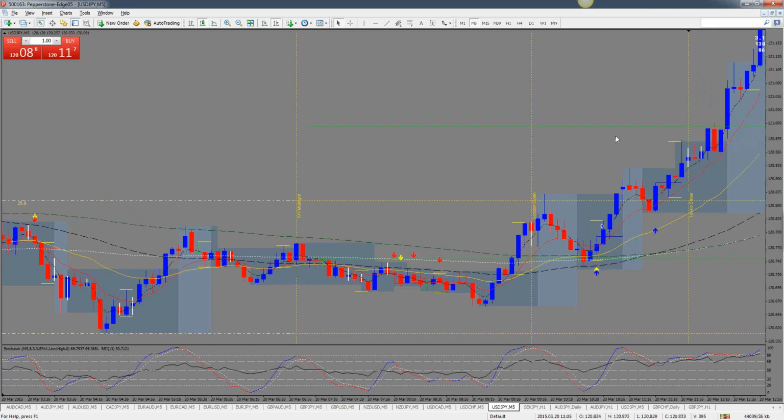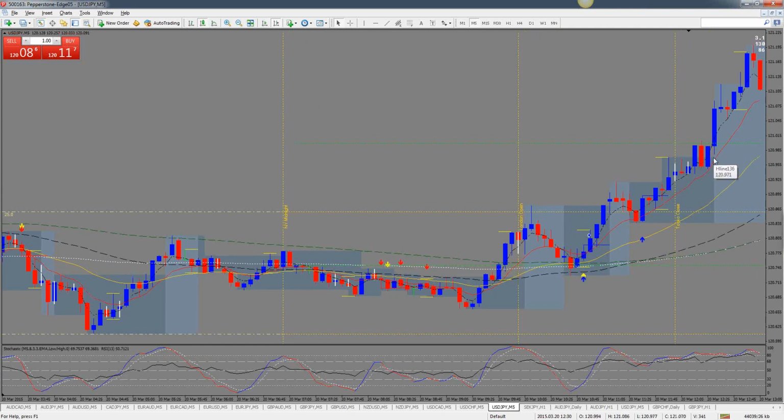All right, okay, so we're definitely just looking for longs here. So we're looking for either an inside bar in here or a pullback. So you like more little stochastic waves rather than huge? No, I prefer the huge waves, to tell you the truth. I don't like the small waves.